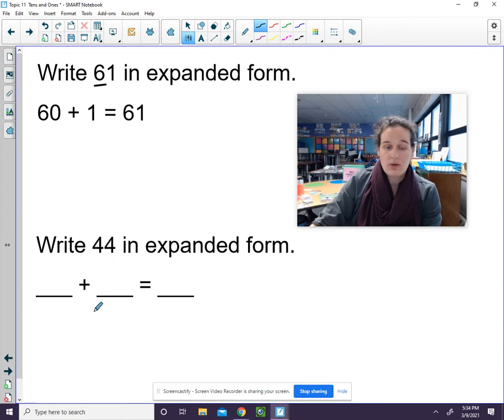Okay, we're going to write 44 in expanded form. Go ahead, tell me what number goes here. We write the number in the tens place first. So 40. What number is in the ones place? That's the four. So we have 44.